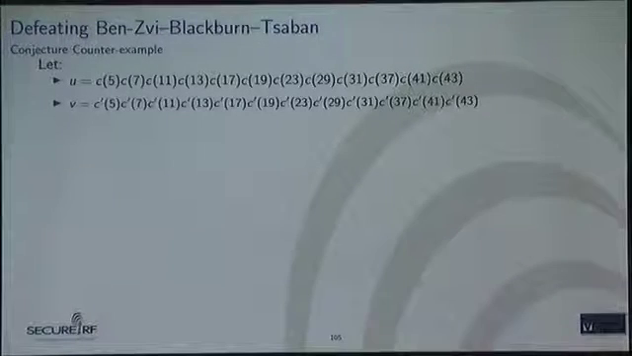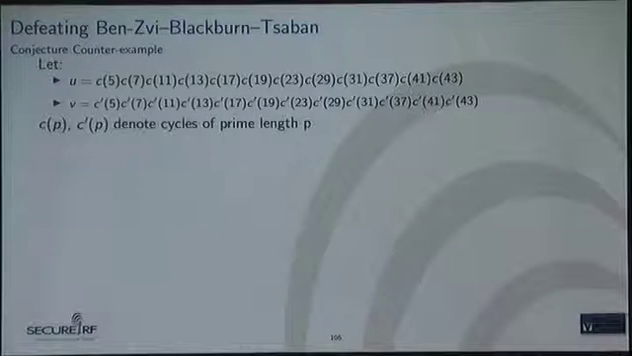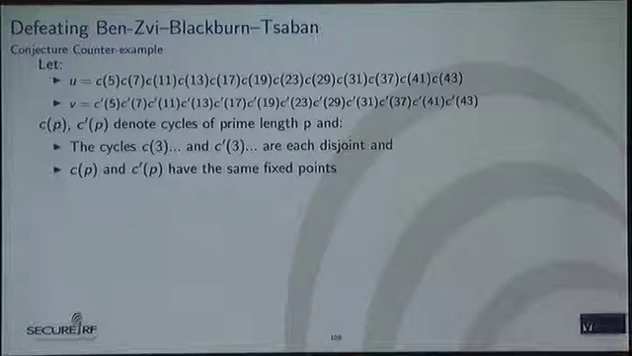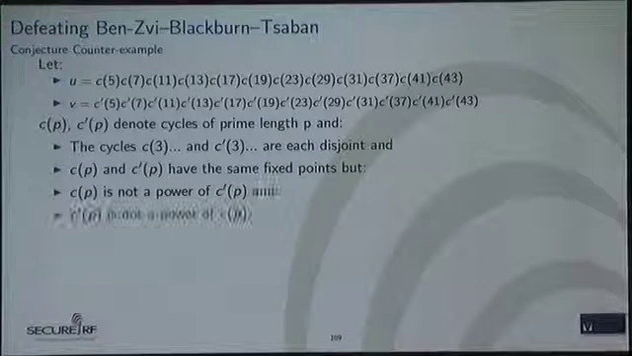So basically, we have these permutations. As you see, it's a series of cycles. So each CP and C'P is a cycle of prime length in a permutation. And each of these cycles are disjoint. They have the same fixed points, and they're not a power of each other. And please don't ask me what that means, because I have to go back and call my mathematicians, and they don't like being called on Saturdays.